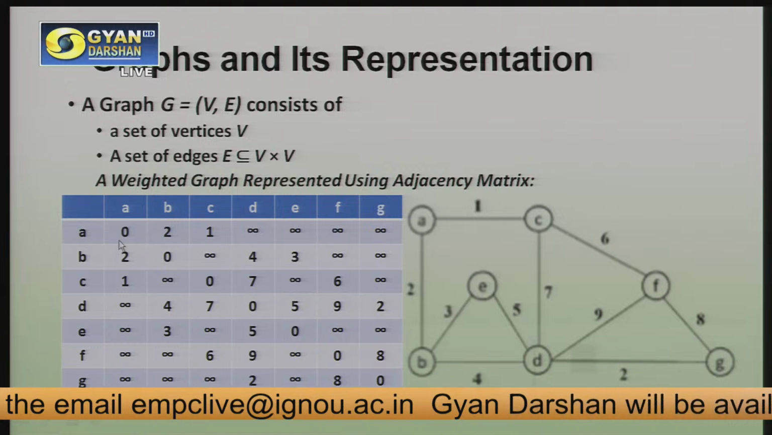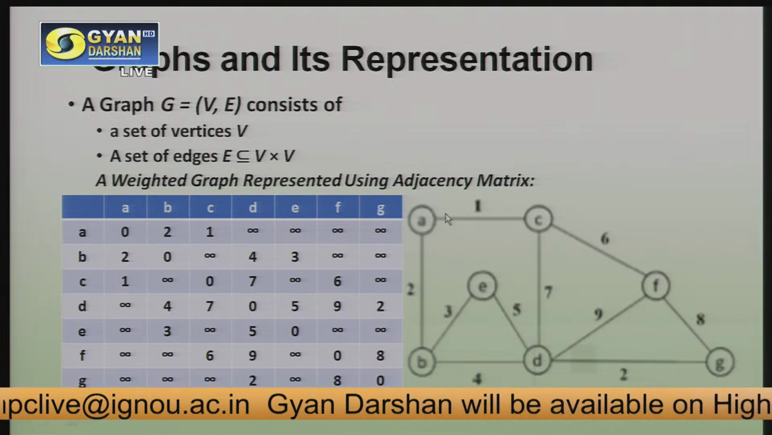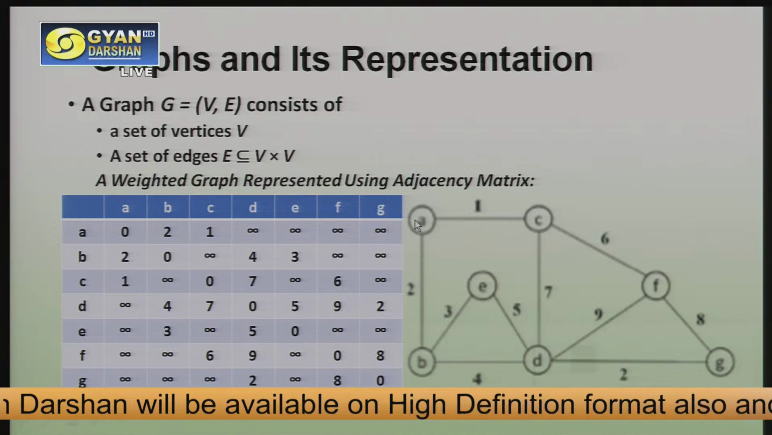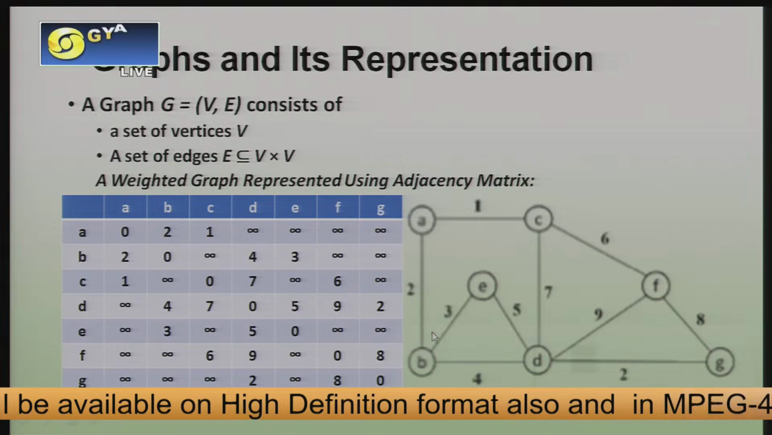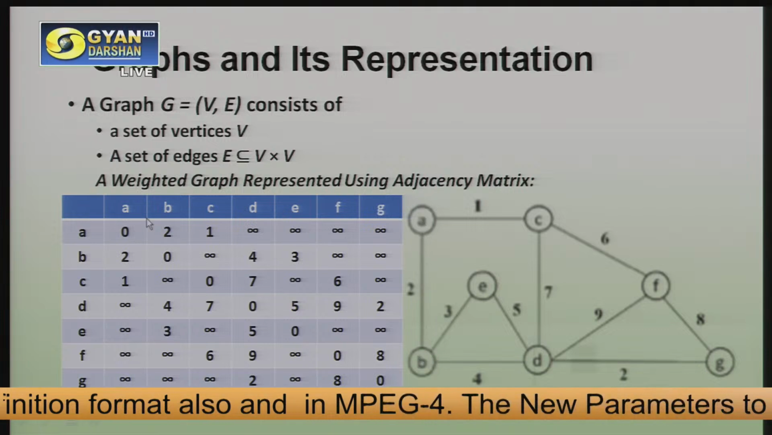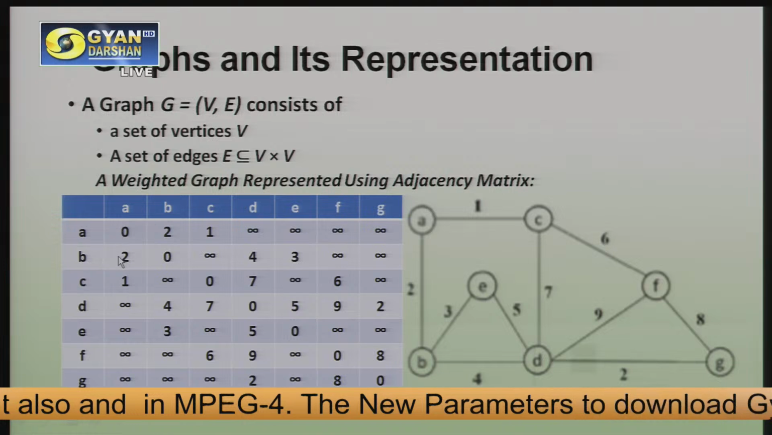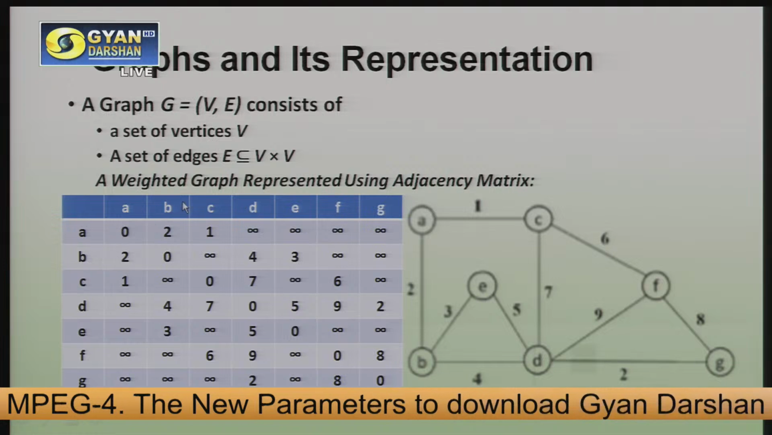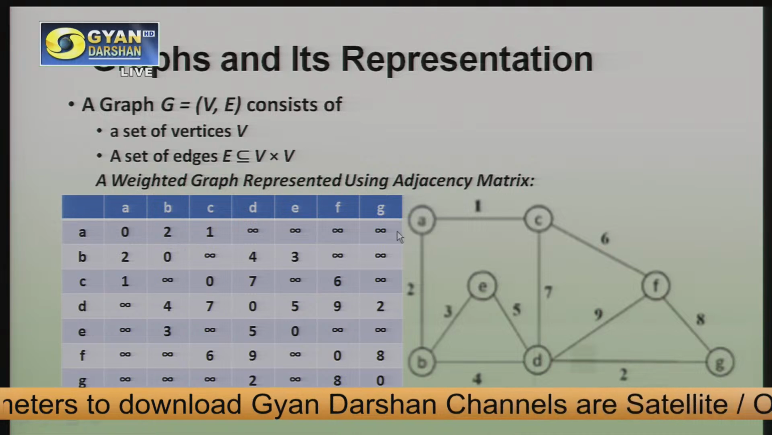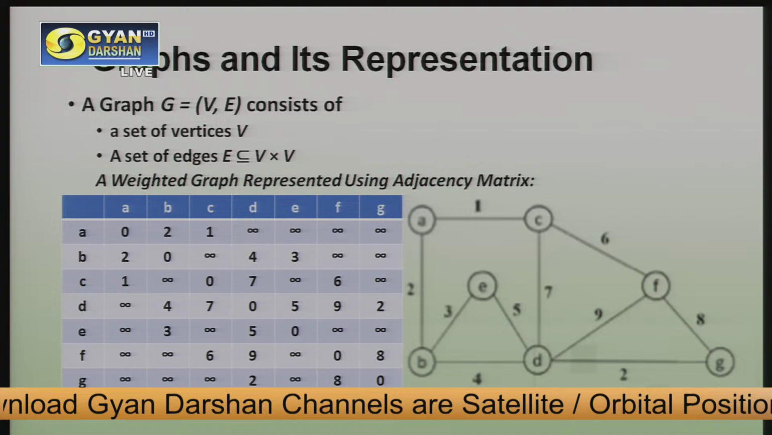Why? Because this is not a directional graph, right? Had it been directional, then this would have been different. So the edge from A to B, and B to A, is the same edge. Therefore, B to A has the same weight, you can see. So this is the way you represent a graph with the help of an adjacency matrix.